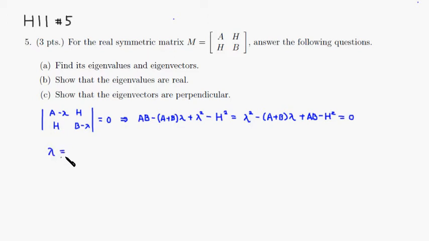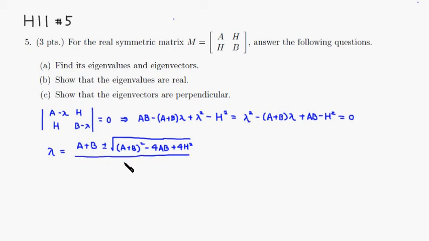So lambda is equal to negative that, so it's going to be A plus B, plus or minus the square root of B squared, so this is A plus B squared, minus 4 times AC, so 4AB, plus 4H squared. Just the quadratic formula, divided by 2 times A, where A is 1, so it's 2. Then we can simplify the discriminant part on the side here.